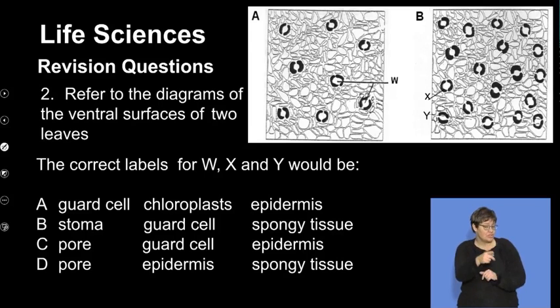So if we have a look, it starts off with the easiest questions. What is W? W is a pore, so it could be either C or D, and it's clearly the pore because it's pointing to the hole. So the next one we need to look at, what is X? X is a guard cell, so that is correct. So your correct answer there is C.